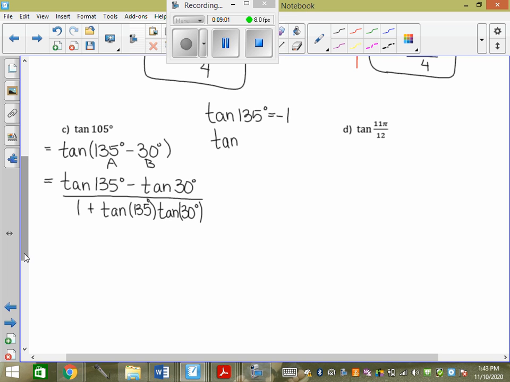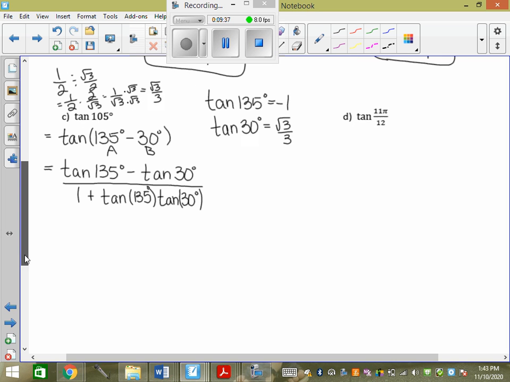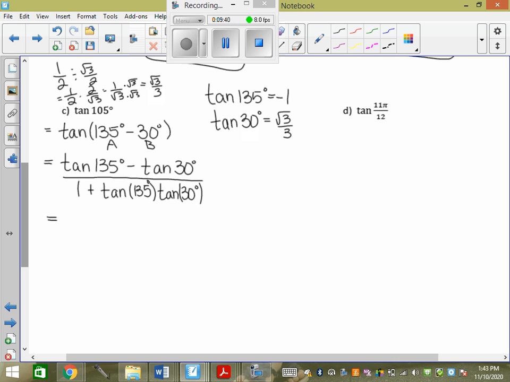What's tan of 30? Root 3 over 3. Because you're going to get a half divided by root 3 over 2, which is a half times 2 over root 3, which is 1 over root 3, multiplied by root 3, which is root 3 over 3. Remember I told you tans of 30s are root 3 over 3, tans of 60s is just root 3. It's worth memorizing. If not, you're going to have to do this every single time. So, you can fill it in. We're going to get negative 1 minus root 3 over 3.